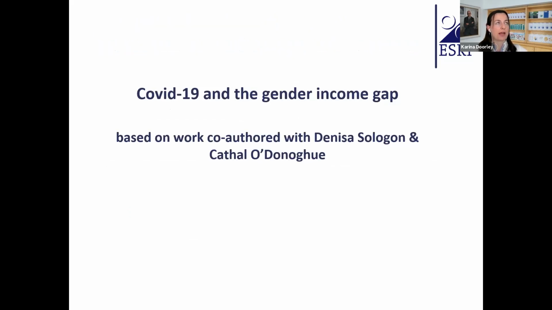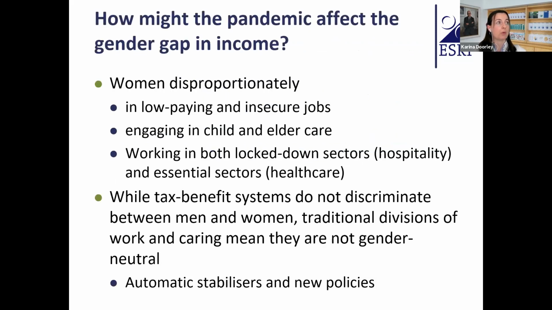So just moving on and thinking about how these gender income gaps are likely to be affected by the pandemic, I'm going to show you some work that I have done, co-authored with Denise Sullivan and Cathal O'Donoghue, which relates to Ireland. So the thought experiment is this: how might the pandemic affect the gender gap in income? And if we think about, without even consulting the literature, what would we expect to happen?